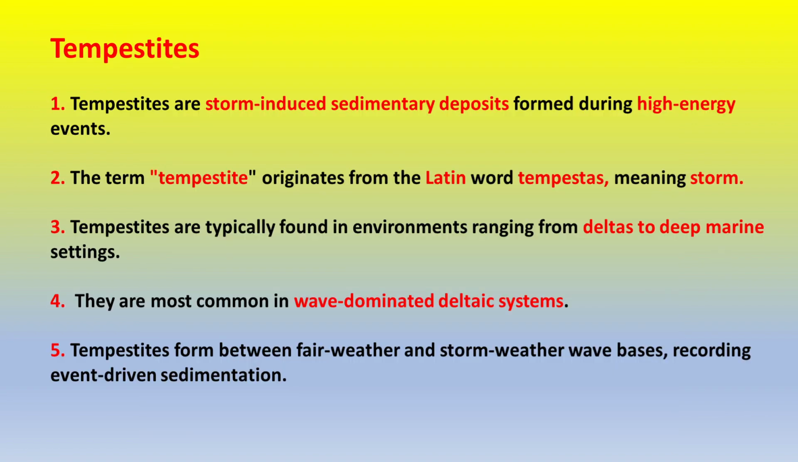Let's see what is tempestite. Tempestite are storm induced sedimentary deposits formed during a high energy event. The term tempestite originated from the Latin word tempestas, that means storm. It is typically found in environments ranging from delta to deep marine. Fourth, they are most common in wave dominated deltaic systems. Fifth one is tempestites form between fair weather and storm weather wave base, recording event driven sedimentation.